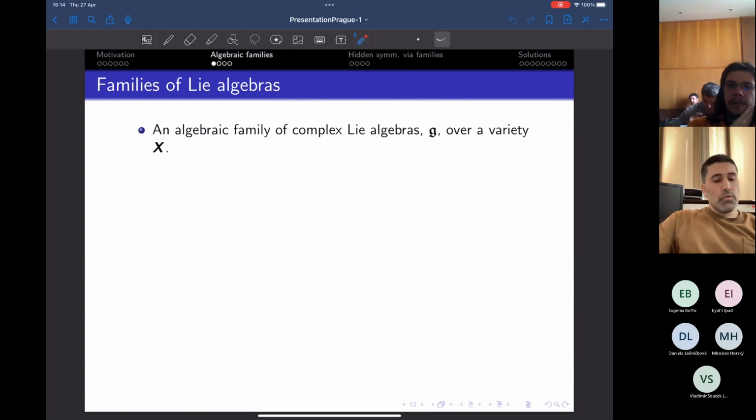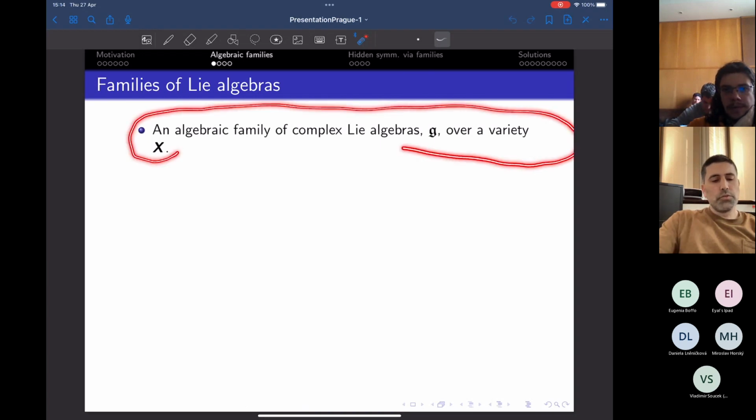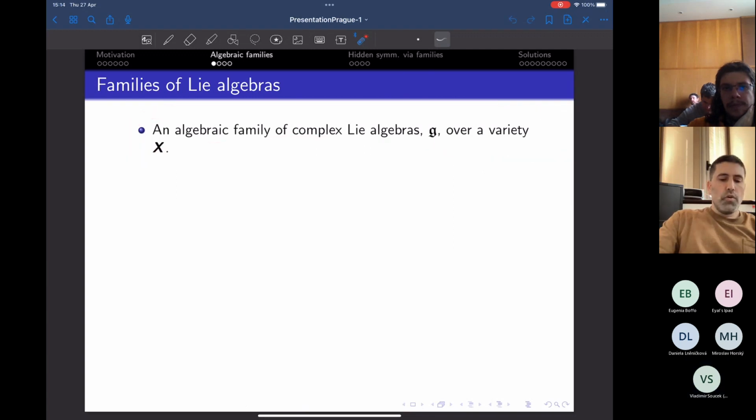So let's start with algebraic families, with families of Lie algebras. Let's describe what an algebraic family of complex Lie algebras over a complex algebraic variety X is. Such a family is a locally free sheaf of OX modules which carries a Lie bracket map on its sheaf of sections.